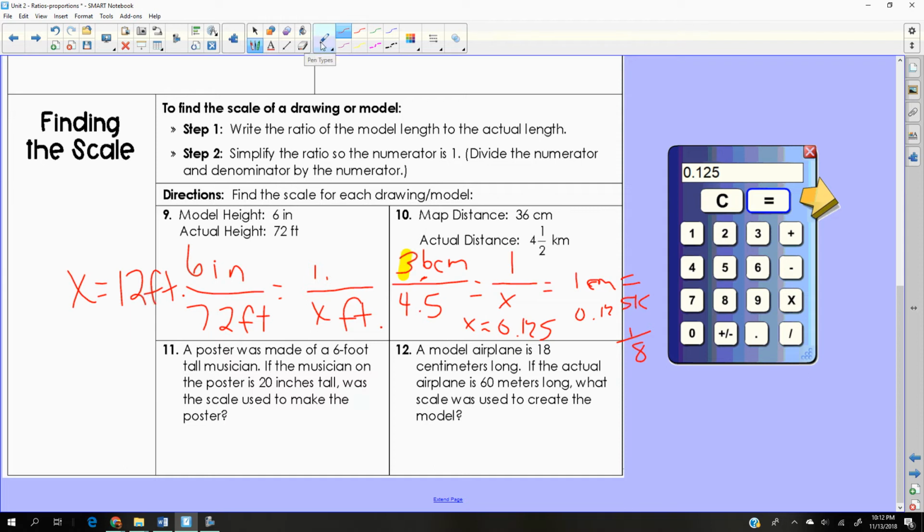A poster was made of a 6-foot tall musician. If the musician on the poster is 20 inches tall, what was the scale used to make the poster? So let's find out. So he is 6 feet tall.